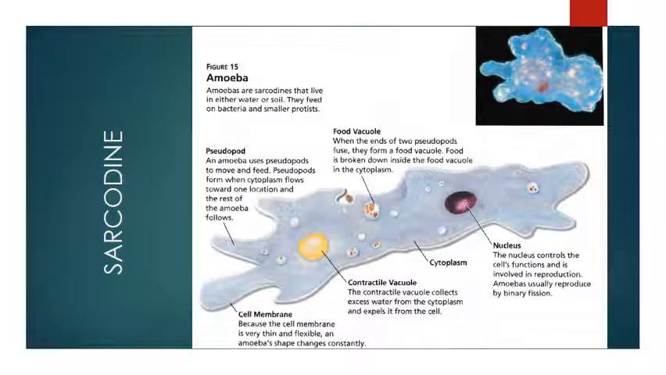Here you see this amoeba has pseudopods that it uses to move and feed, and they form again when cytoplasm flows towards one location and the rest of the amoeba follows. They have the food vacuole, and that is when the ends of 2 pseudopods fuse, they form this food vacuole, and then the food is broken down inside of the food vacuole within the cytoplasm. Of course, there's cytoplasm in the amoeba, there's a nucleus where all the DNA material, genetic material is stored, and they do have a cell membrane as well. And of course, we talked about the contractile vacuole.